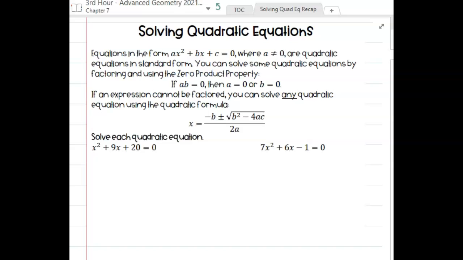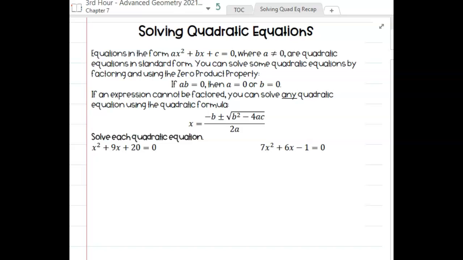Really, if you look at all of those methods, the one that works most of the time and is the simplest is factoring. And then if you can't solve it by factoring, you can solve any quadratic equation by the quadratic formula. So we're just going to focus on those 2 today. Starting off with factoring, we're going to see if we can solve it by factoring. If we can, we're going to go that route. If we can't, we're just going to jump to the quadratic formula.